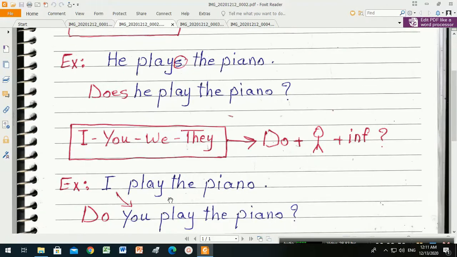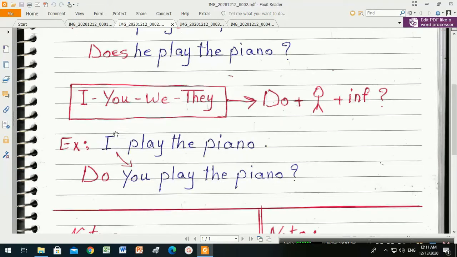Okay? And with I, you, we, they, do plus subject plus the infinitive. For example, I play the piano. If I want to make the sentence a question, I will start with do. Do you play the piano? Why do I start with do? Because of I. And I want you to notice something very important, that I, we change it into you. Okay? I play, do you play?